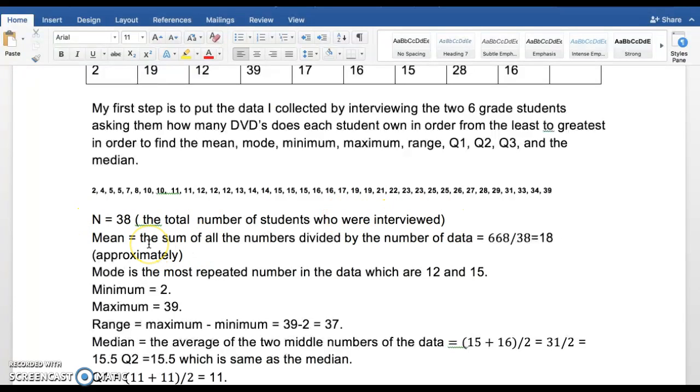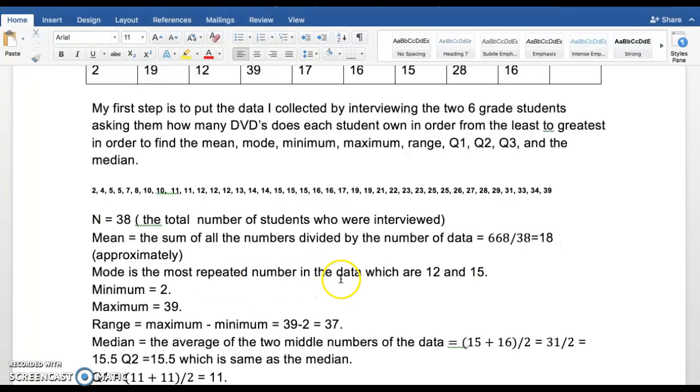The mean equals the sum of all the numbers divided by the number of data. If you add up all these numbers, you get 668, and then you divide by 38, that equals 18, approximately. That means the average student owns 18 DVDs.